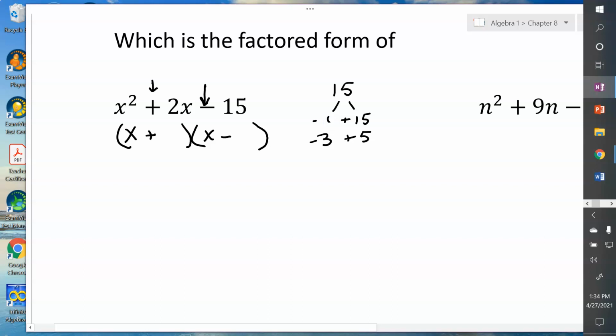And then I have negative 5 and positive 3 and negative 15 and positive 1. So which of these combinations is going to add up to a positive 2? And it's this one right here, negative 3 plus 5. Now this does matter. The 3 has to be a negative, so I have to put the 3 here where the minus is. The 5 has to be positive, so I got to put the 5 there. And that's it. We're done.